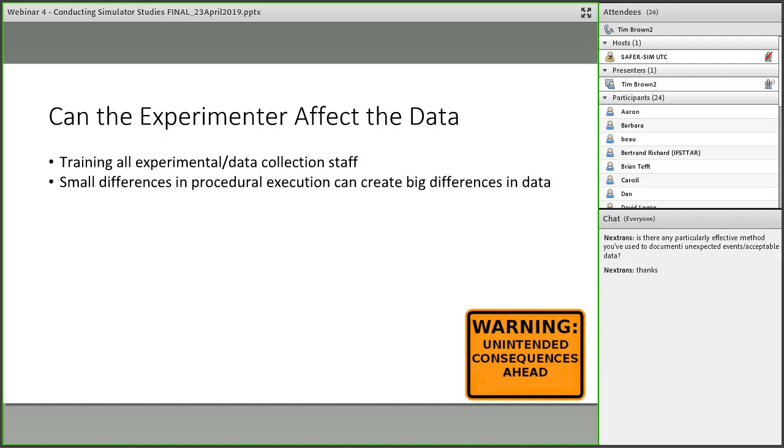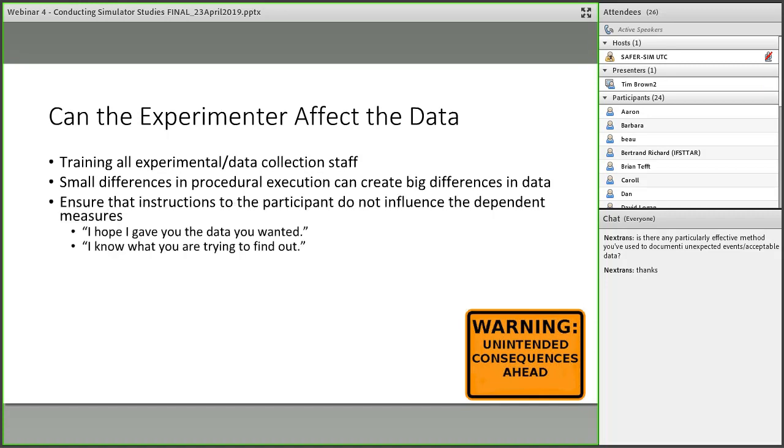And so you've got to be careful about what you're collecting and how you're phrasing things, because small differences between researchers can have big differences in terms of what data you get out at the end.